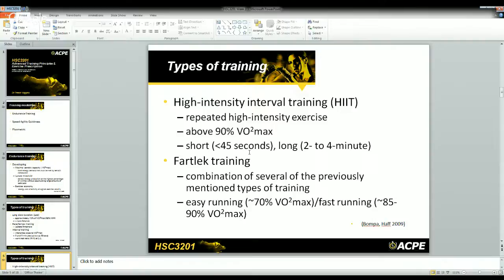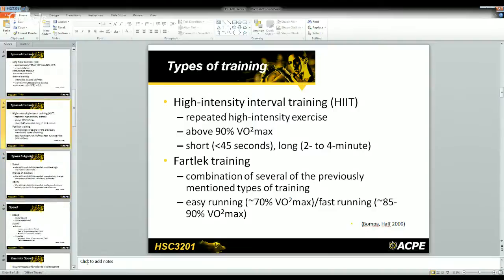Or you can also have that you do one lap of the oval or one lap of a track at a certain pace, and then you do the next lap at a faster pace. And again, you'll base it on your VO2 max or your heart rate, depending on your athletes. But all of these are looking to establish your aerobic capacity.